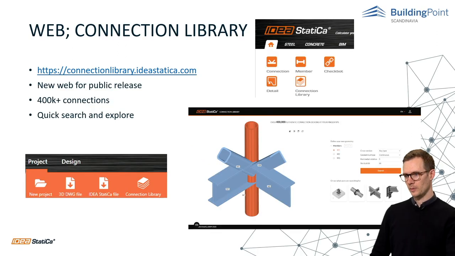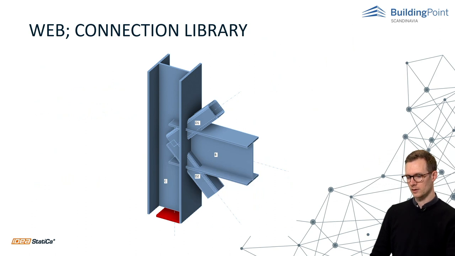So let's start with the web connection library. It's a collection of 400,000 plus connections, and it gives you a selection of possible solutions after you have entered the rough shape of your connection. So let me show you how. This is the connection that we are looking at. We have a rough shape and we want the web connection library to suggest possible connections for this geometry.